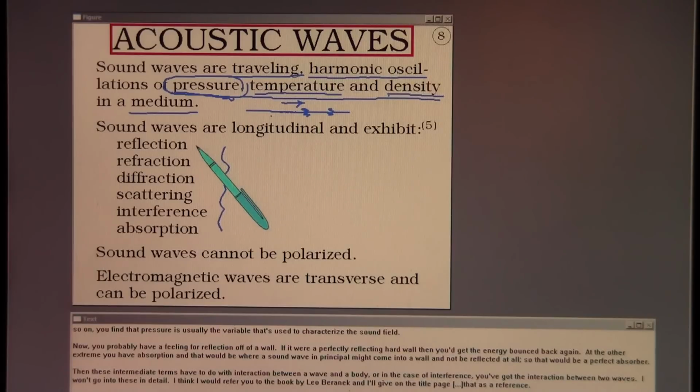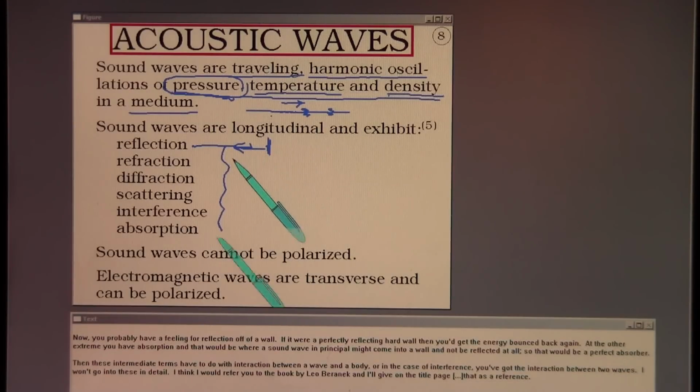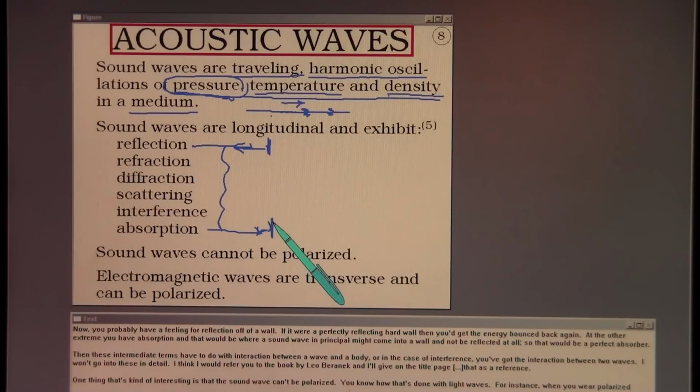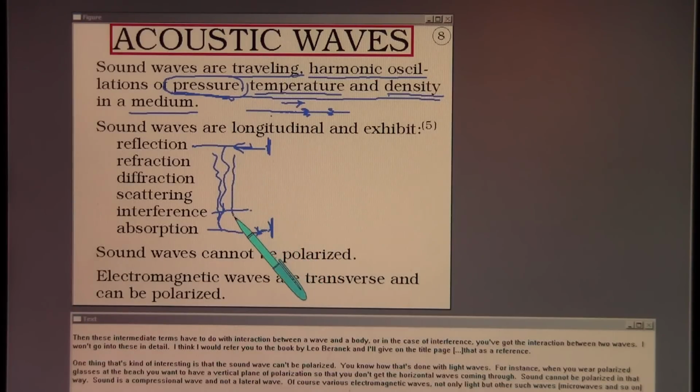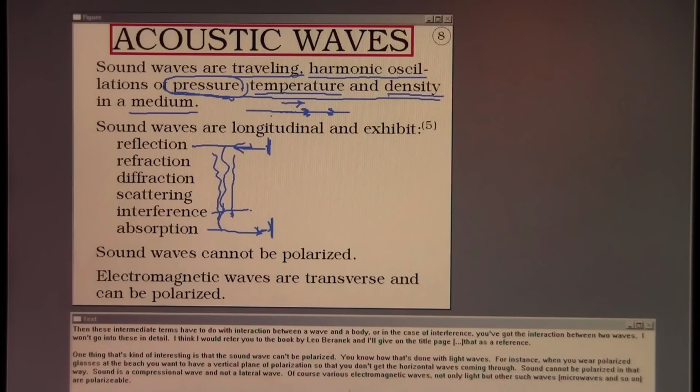Now, you probably have a feeling for reflection off of a wall. If it were a perfectly reflecting hard wall, then you'd get the energy bouncing back again. At the other extreme, you have absorption, where a sound wave might come into a wall and not be reflected at all. So that would be a perfect absorber. Then these intermediate terms have to do with interaction between a wave and a body, or in the case of interference, the interaction between two waves. I won't go into these in detail. I would refer you to the book by Leo Beranek, and I'll give that as a reference on the title page.